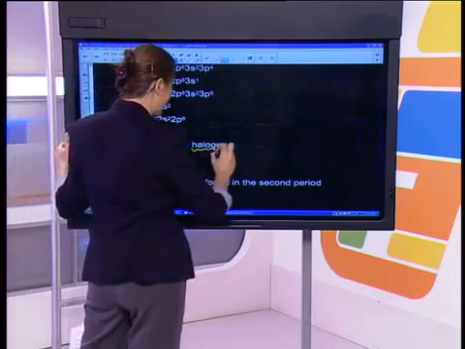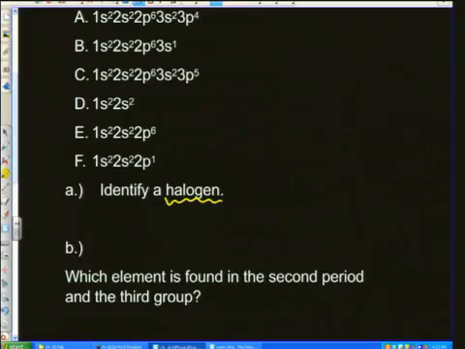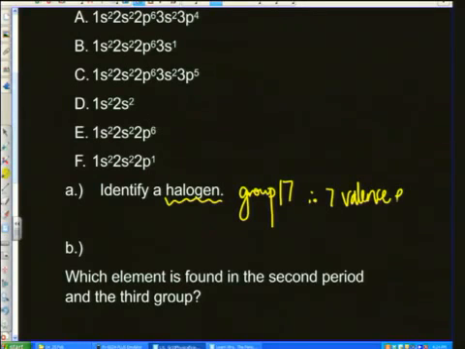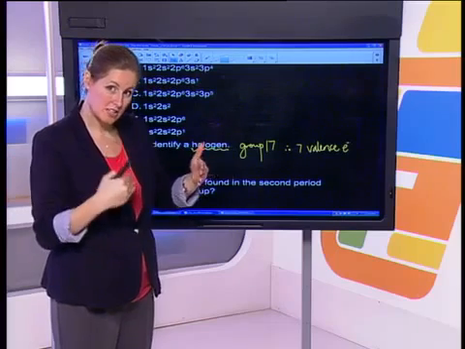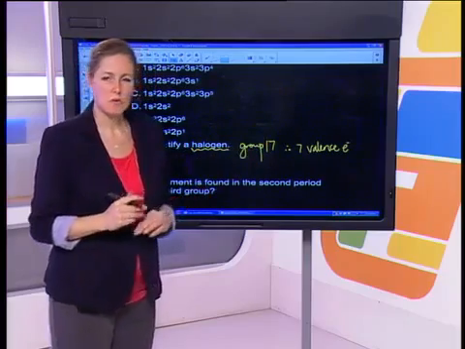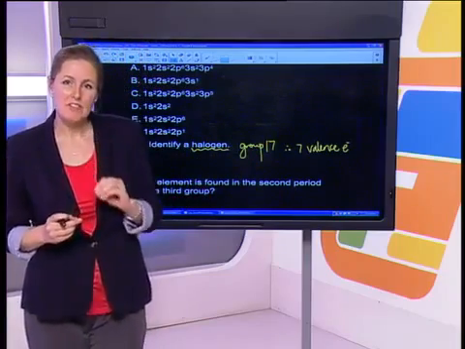Now, what is a halogen? A halogen is something that is in group 17 or group 7, depending on which way you're considering it. It would have, therefore, 7 valence electrons. Which means what? Because 17, remember we said 17 minus the 10 transition elements. So group 7 or group 17 will have 7 valence electrons.